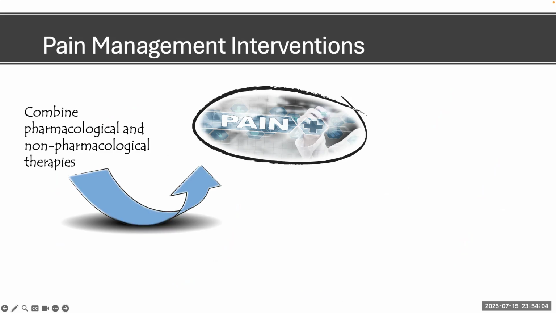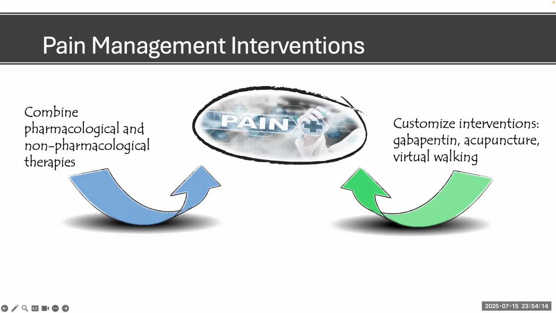Pharmacologic therapies, like gabapentin for neuropathic pain or baclofen for muscle spasms, are foundational but often insufficient on their own. Non-pharmacologic methods, such as battlefield acupuncture, guided relaxation, virtual walking therapy, and physical modalities like heat and massage, can provide added relief and improve outcomes. Studies support that combining interventions often leads to better pain control and higher patient satisfaction.